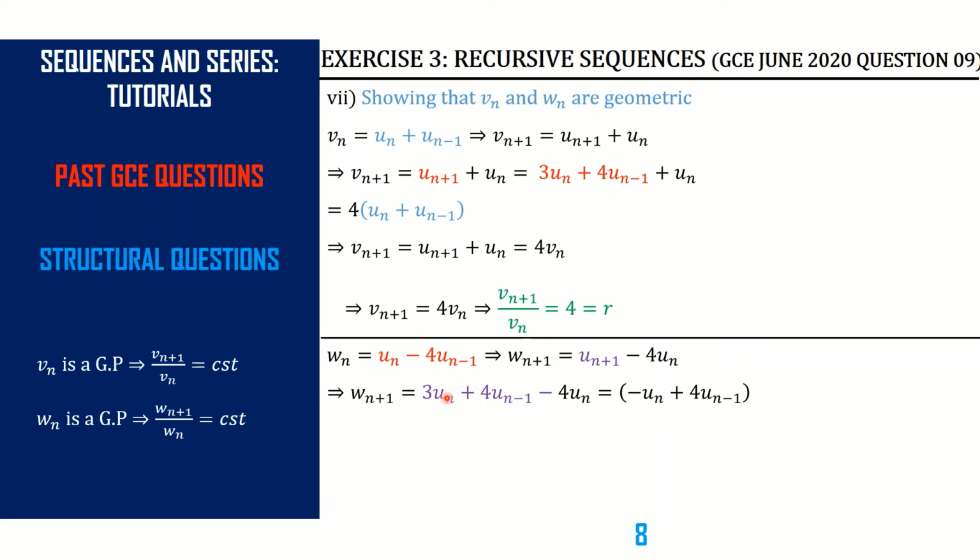Alright, so 3u of n minus 4u of n is negative u of n, then plus our 4u of n minus 1. I can factor out the negative sign, and then what is in red is still w of n. So it means our w of n plus 1 is equal to negative w of n. If you're vigilant, you see that what this w of n plus 1 was our sequence t of n plus 1. So you see that the equation was not difficult.